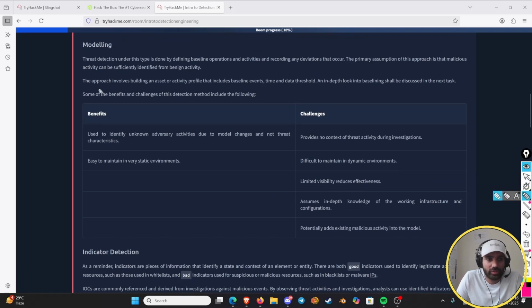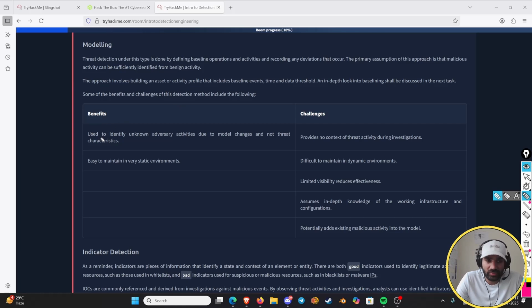Next is modeling. Threat detection under this type is done by defining baseline operations and activities and recording any deviation that occurs. The primary assumption of this approach is that malicious activity can be sufficiently identified from planned activity, right? And the approach involves building an asset or activity profile that includes baseline activities, baseline events, time, and data threshold. An in-depth look into baselining shall be discussed in the next task.